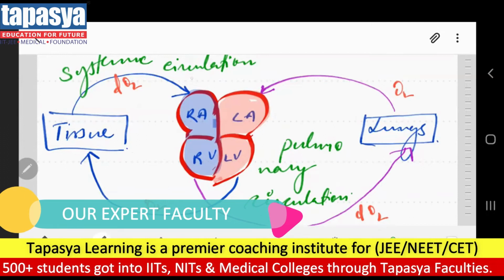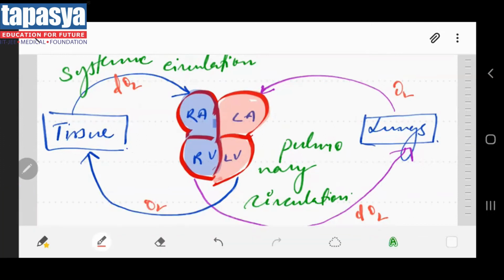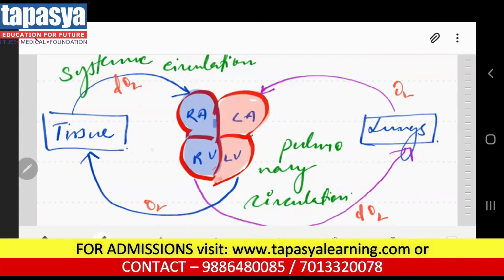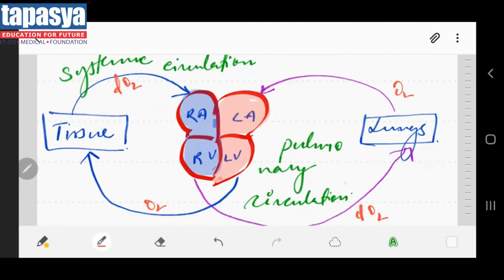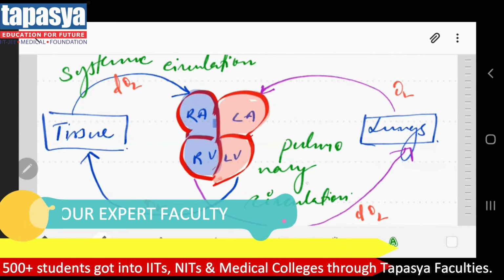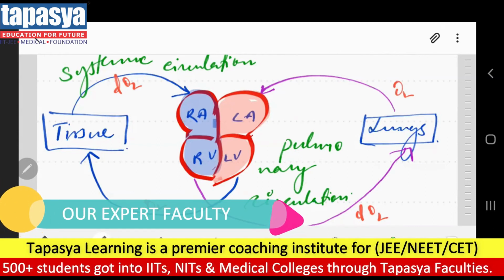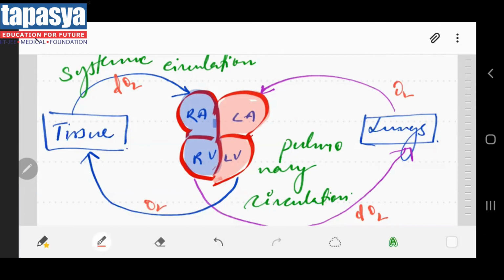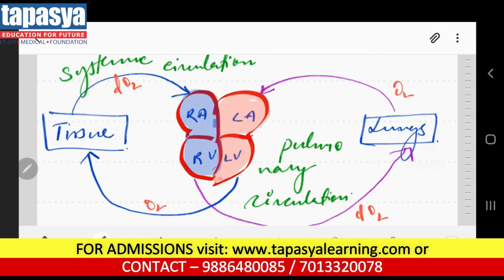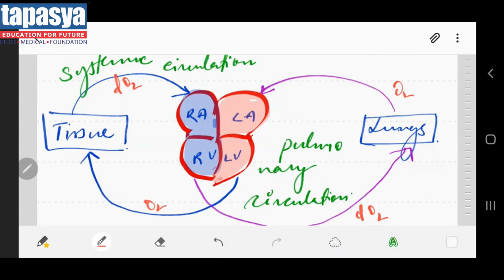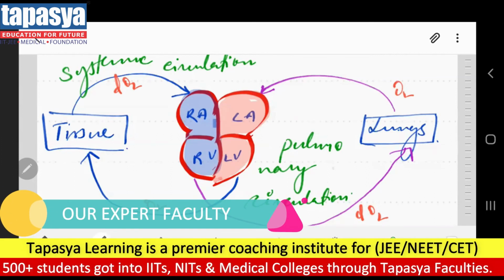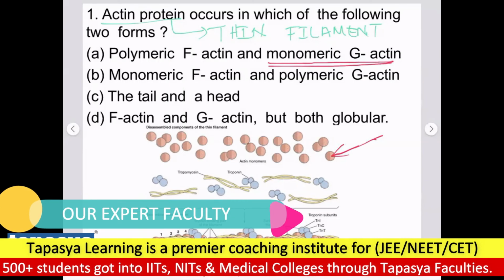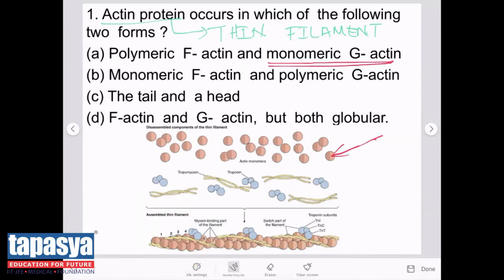This kind of circulation is called systemic circulation, where oxygenated blood is supplied to the body tissue. When we go to the pulmonary circulation, we find that deoxygenated blood from the RV, the right ventricle, goes into the lungs, and from the lungs it gets oxygenated and goes into the left auricle. That is what we find in the case of double circulation, and we call it pulmonary circulation.